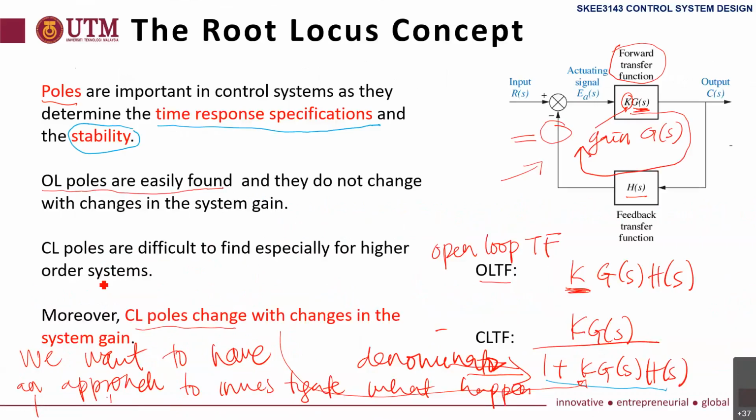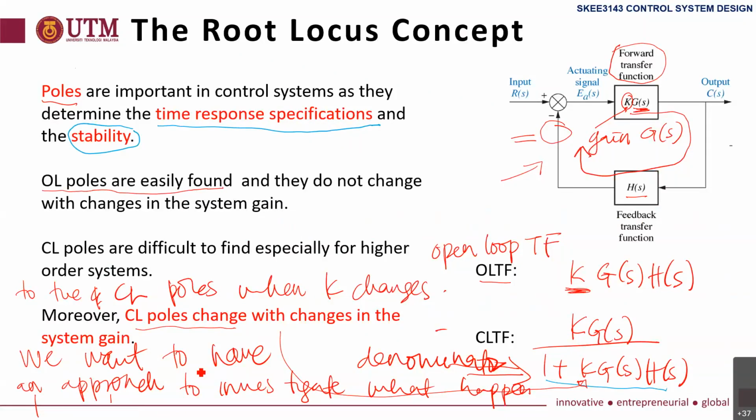What happened to the closed loop poles when K changes? So we want an approach to investigate what happens to the closed loop poles when K changes. We know K affects the poles. So it is important to see what happens to the poles.